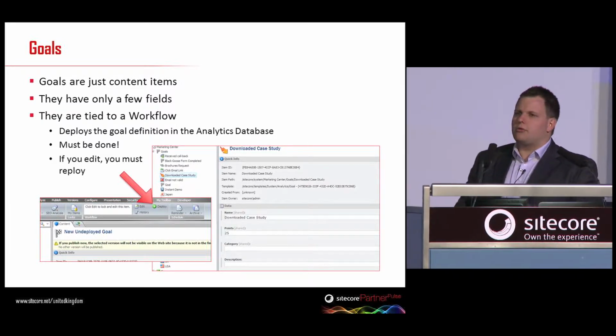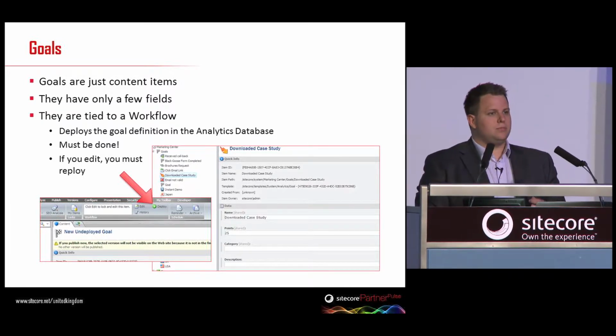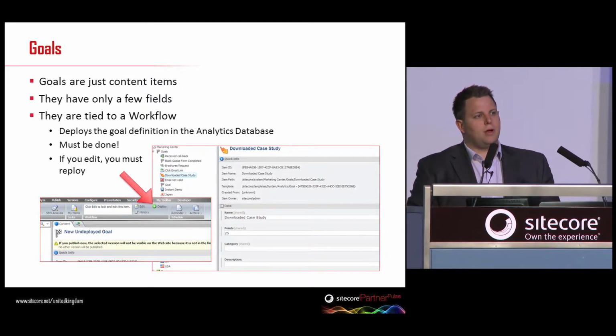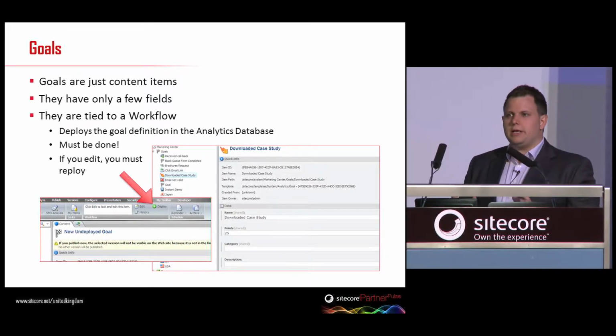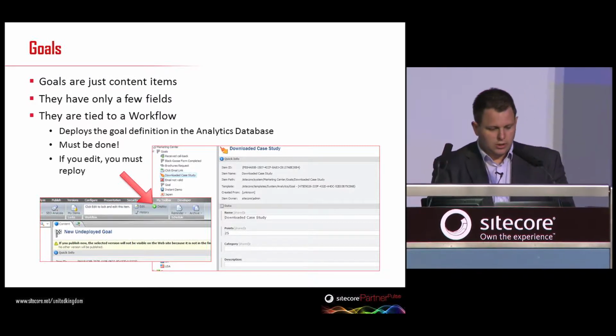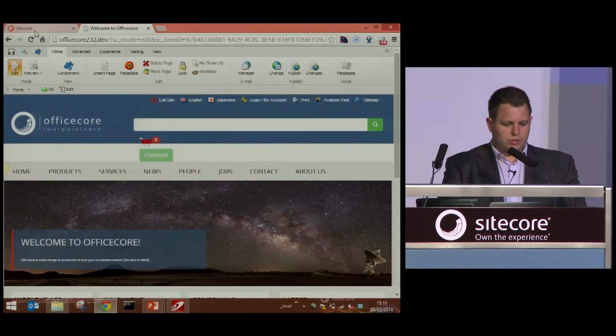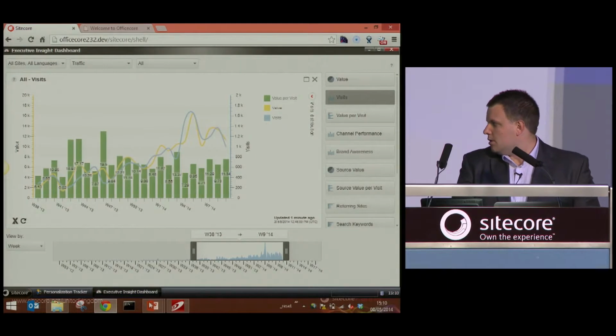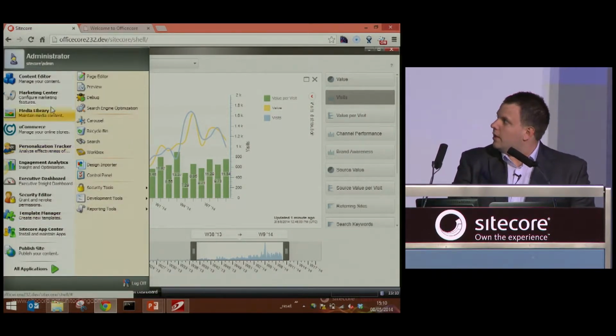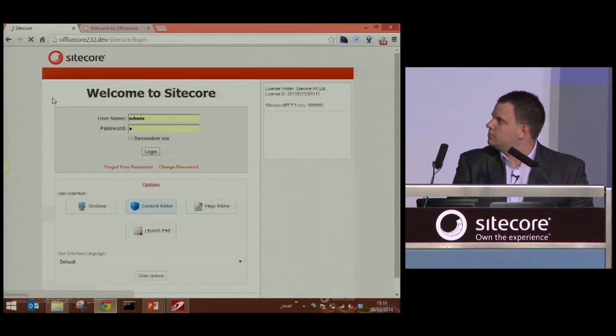So what we need to do to create goals is to create more content items underneath the goals node inside the Marketing Center. And this is really slick and easy, and I'll show you how to do this. So what we're going to do is we're going to go over to a Sitecore installation, we are going to go down to the marketing center in our dashboard.